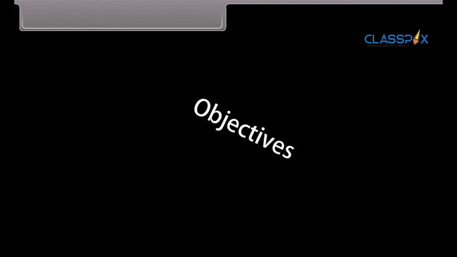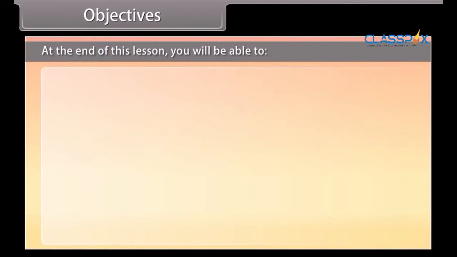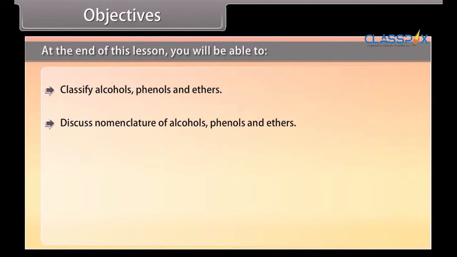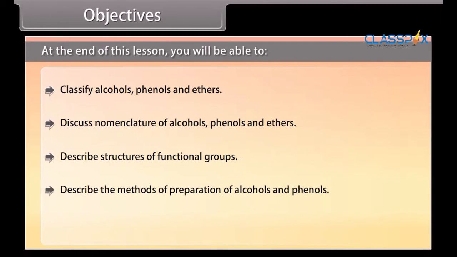Objectives. At the end of this lesson, you will be able to classify alcohols, phenols and ethers, discuss nomenclature of alcohols, phenols and ethers, describe structures of functional groups, describe the methods of preparation of alcohols and phenols, and describe physical properties of alcohols and phenols.